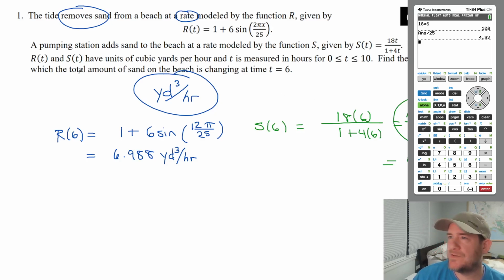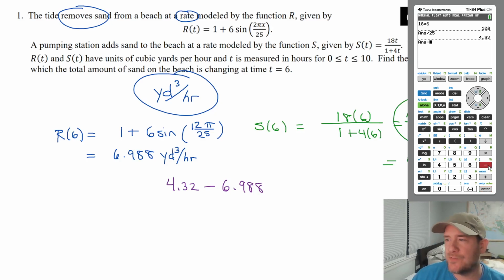All right, now they're asking us to find the rate at which the total amount of sand on the beach is changing at time t equals 6. Well, we are losing sand, so we would want a negative rate. So technically we would do the 4.32 minus 6.988. We'll subtract in that order because we want to get a negative answer here, indicating that we're losing sand.